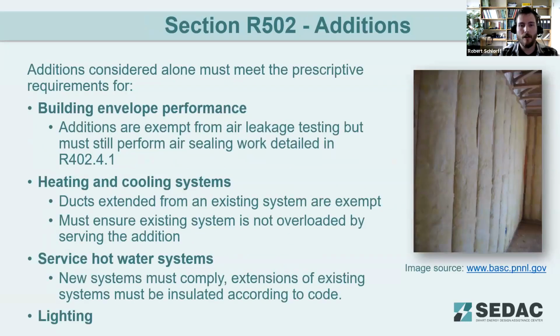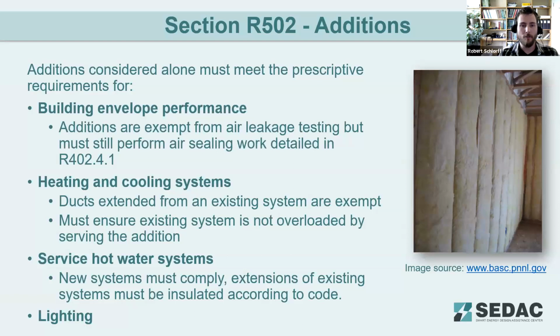All right. Moving on here, section R502, additions. Additions considered alone must meet the prescriptive requirements for building envelope performance, heating and cooling systems, service water systems, and lighting. In this section, we're talking about additions that are not necessarily changes in space conditioning, but other additions, actually adding space onto the exterior of a building. These types of additions need to comply with these prescriptive requirements as they would for any other new construction.